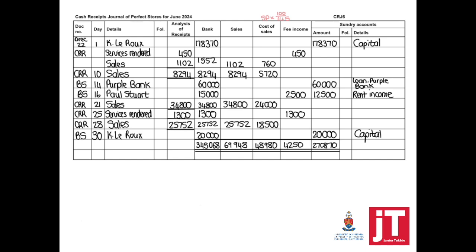And please remember the following. Bank is debited and cost of sales. The rest is credited. So if I take sales plus fee income plus the total of sundry accounts, it should equal your bank. If it doesn't, it means somewhere you've made a calculation error.